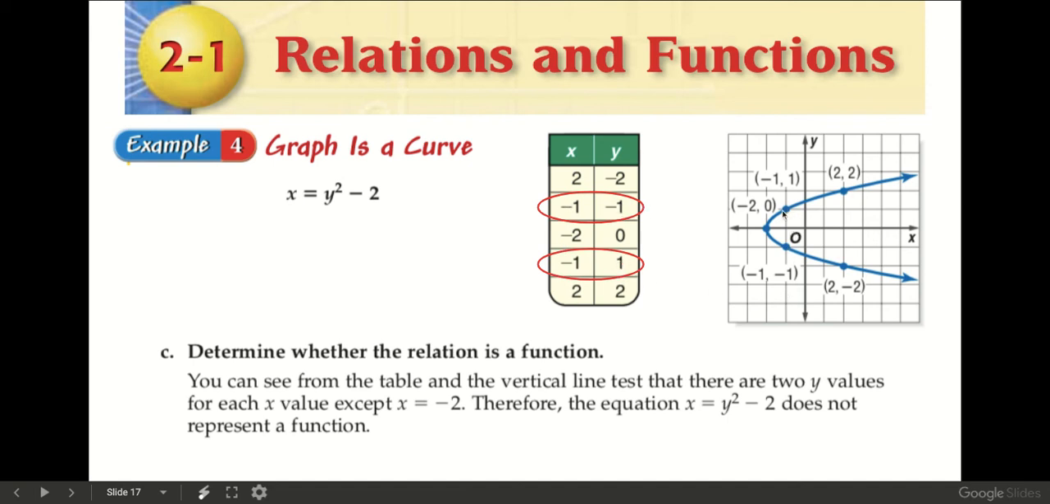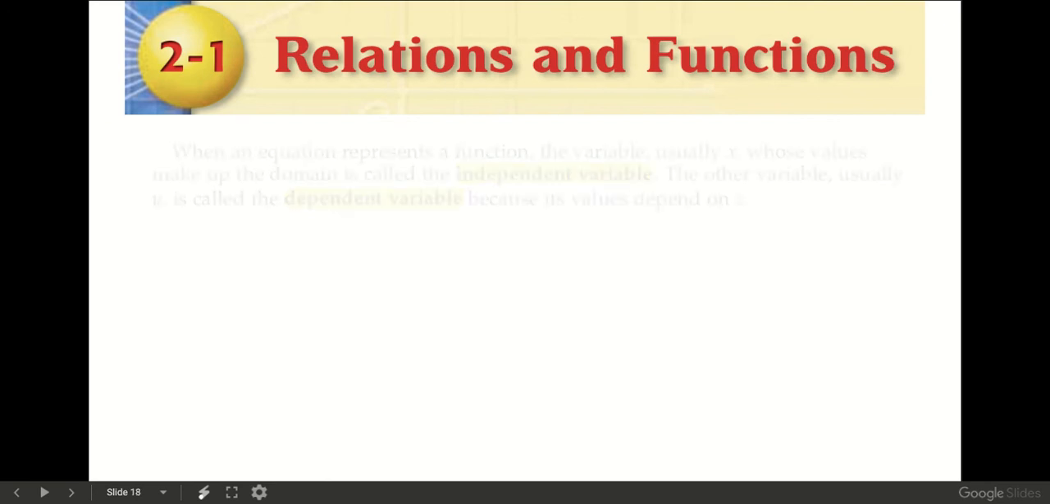It happens here and here, right? That's one place where it fails the vertical line test. You can also see that it happens here and here, right? 2, -2, and 2 and +2. The same x coordinate gets mapped to 2 different y coordinates. That's another indication that it's not a function.